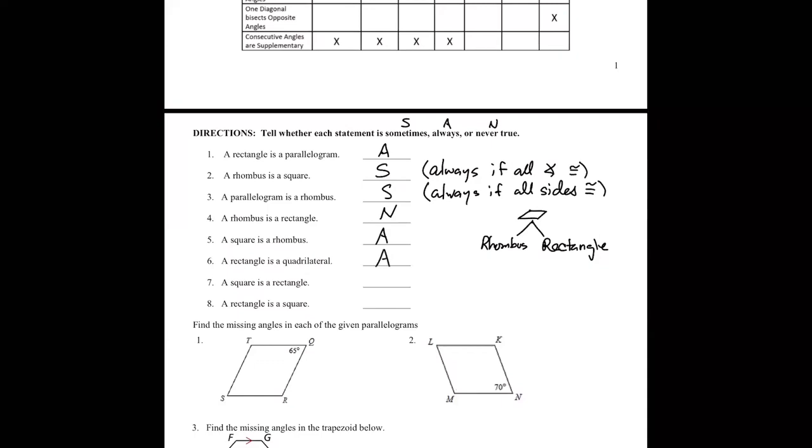A square is a rectangle. A square, under all circumstances, is considered a rectangle. It's the same idea as a square is a rhombus. So if I say square and you say rhombus, and you say rectangle, we're both right. A rectangle is a square. It can be, but only if all four sides are congruent. So sometimes.